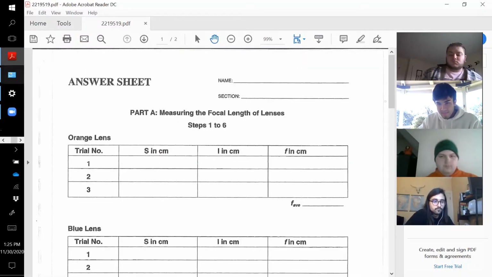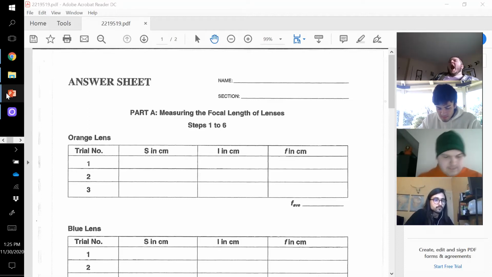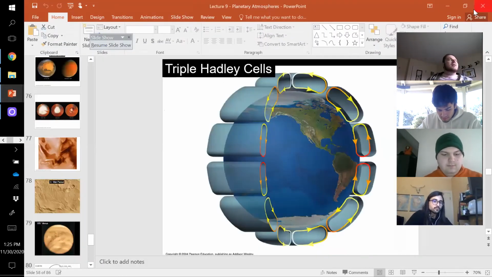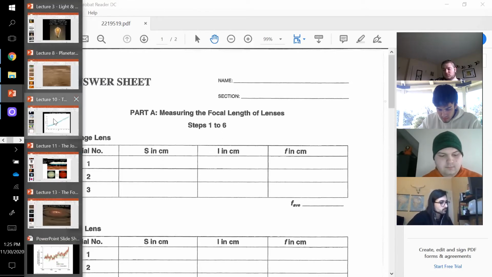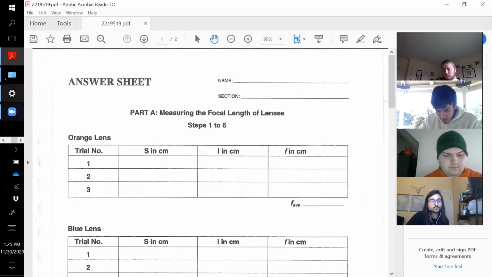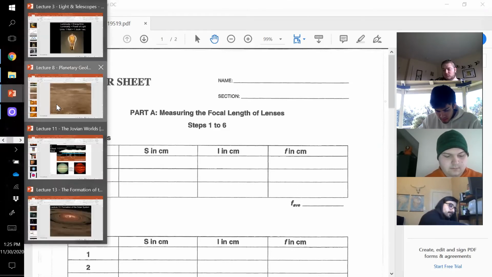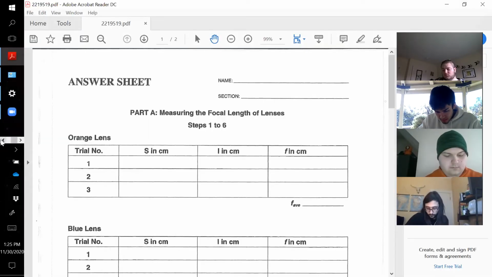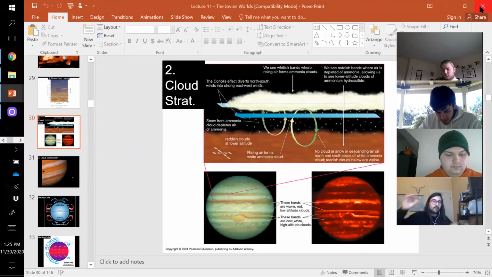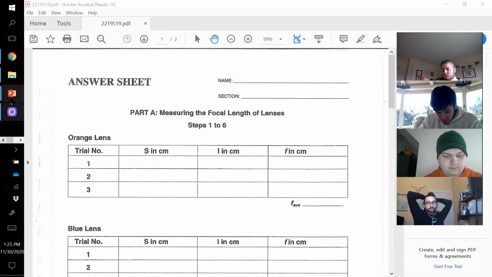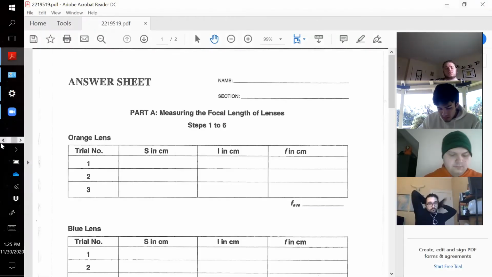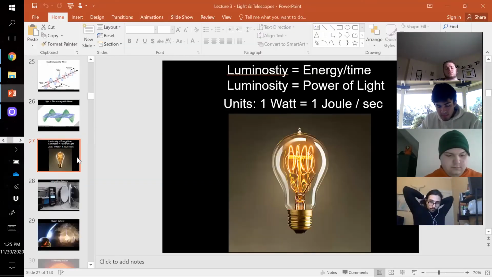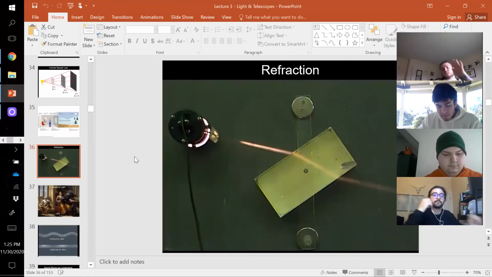I'm going to close a couple of my PowerPoints here. I should have done this beforehand. I think that'll just speed up the response time for everything. Okay. Let's see if we can't find a picture demonstrating the law of refraction. Here we go, slide 36.